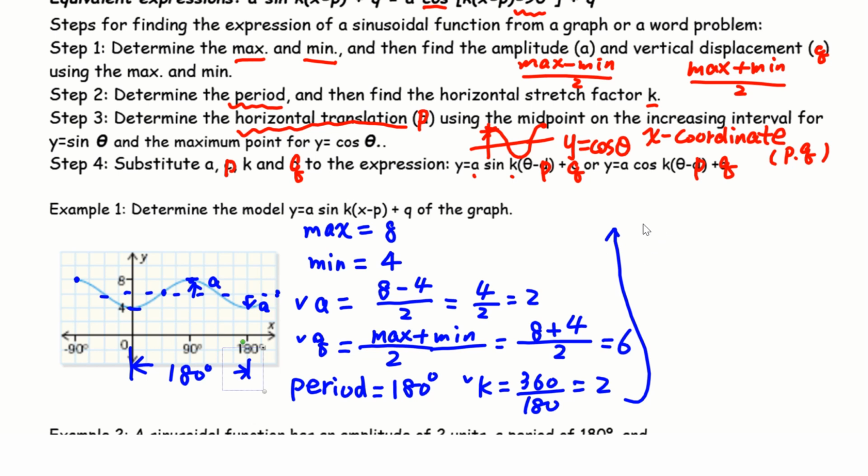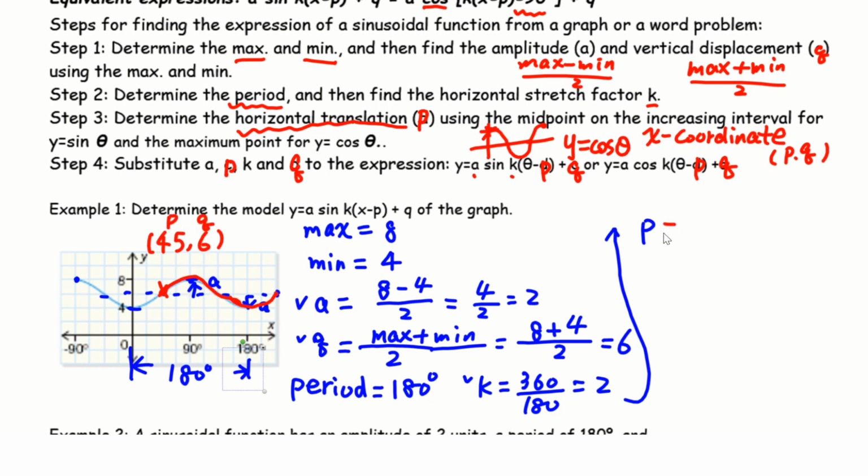The p value is the starting point for the y equals sine x. The starting point for the sine is the middle on the increasing part. So this is the starting point. We have 45 and the middle is 6. This is p, this is q.